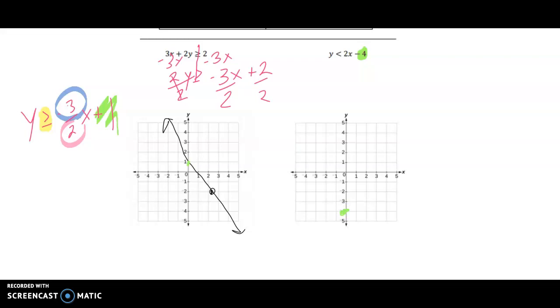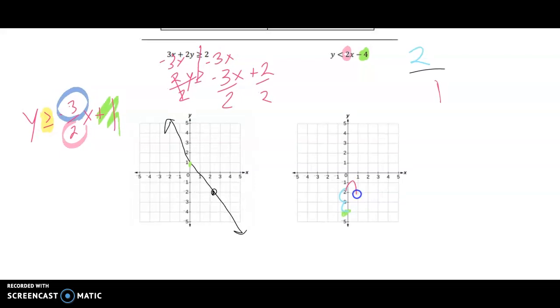Now we know our slope is 2, which means it's 2 over 1. So it's a positive 2 over a positive 1. That means we're going to bunny hop up 1, 2. We're going to bunny hop to the right 1. And we are going to put our dot there if it'll let me this time. Maybe.